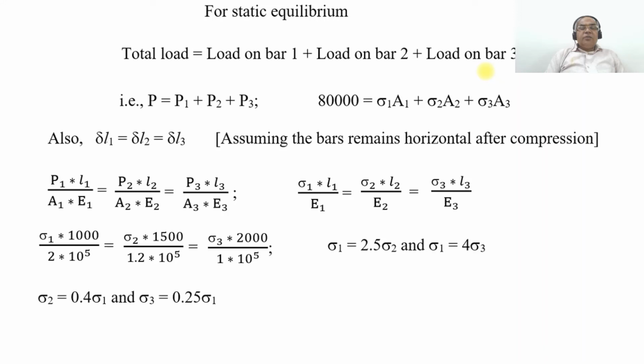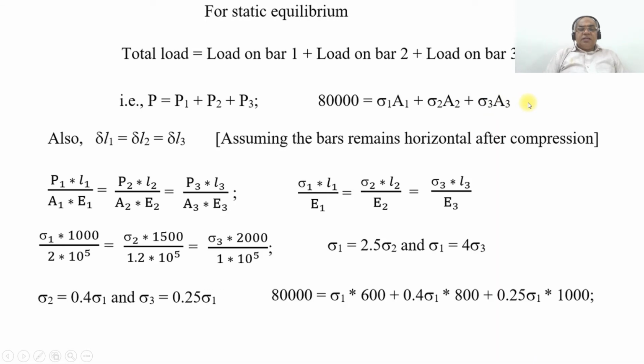So once you get that, then what we have to do, we want sigma 2 to be equal to 0.4 sigma 1 and sigma 3 to be equal to 0.25 into sigma 1. So if we are expressing everything in terms of sigma 1, here you substitute these two values in this particular expression, that is 80,000 is equal to sigma 1 into A1 plus sigma 2 into A2 plus sigma 3 into A3. So 80,000 will be equal to sigma 1 into A1, which is 600, plus sigma 2, which is nothing but 0.4 into sigma 1, into 800, plus sigma 3, which is 0.25 into sigma 1, into 1000.